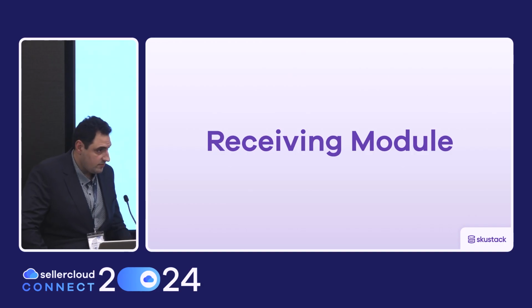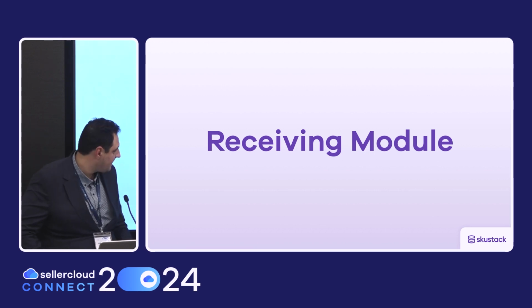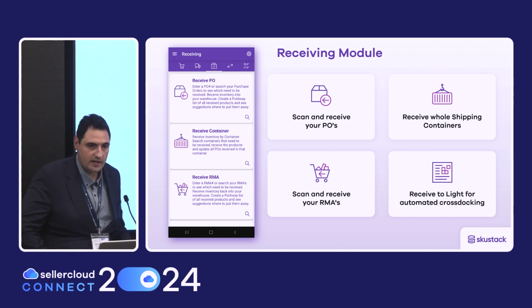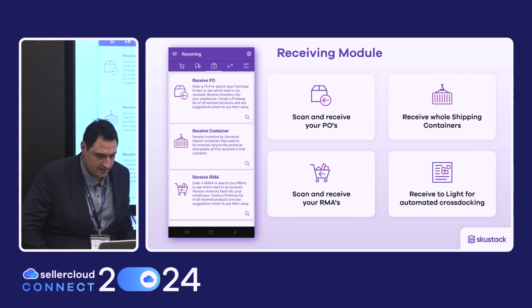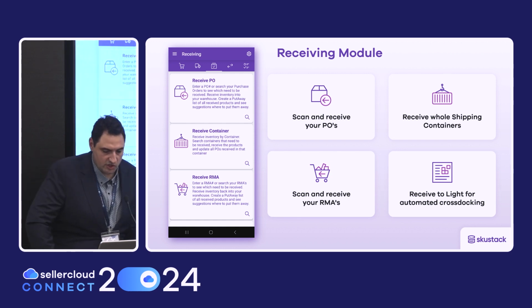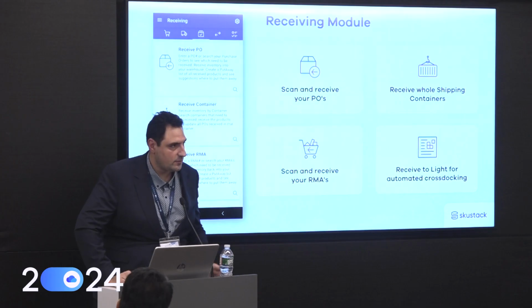So now, I'd like to bring your attention to the receivings module. Any new inventory that you're receiving within your warehouse, this is where the action happens. So whether you're receiving by the shipping container or individual purchase orders, we cover all of that. On a shipping container, you maybe have more than one purchase order.